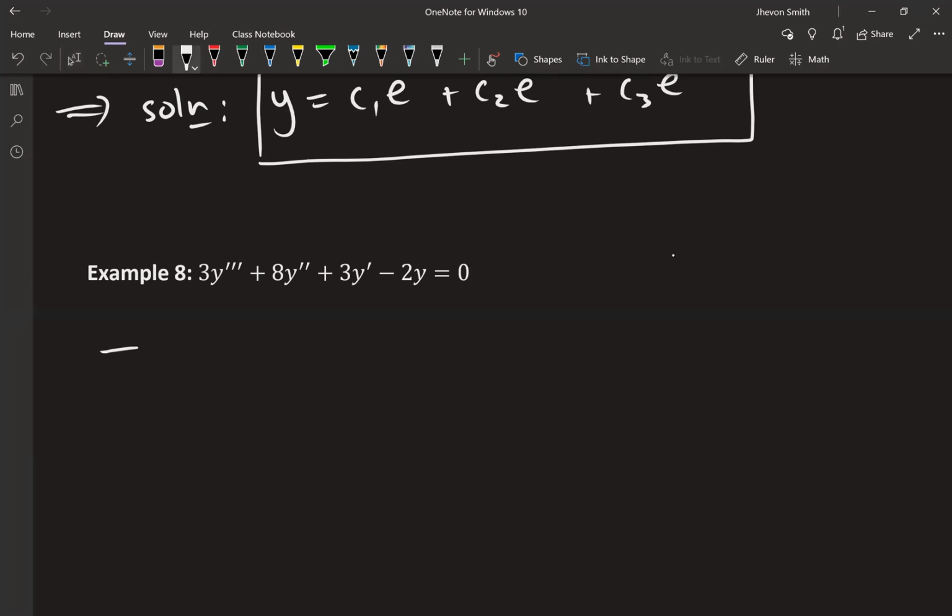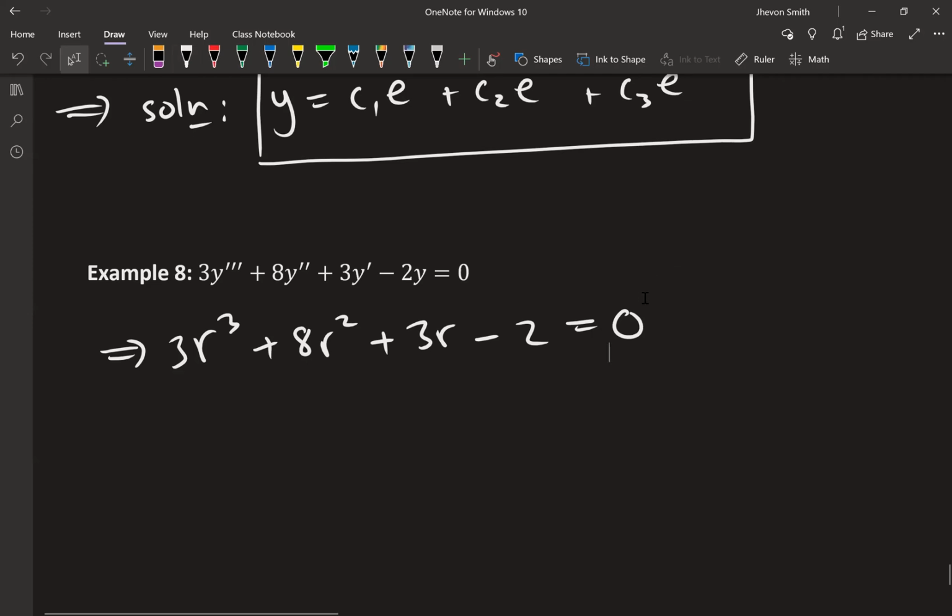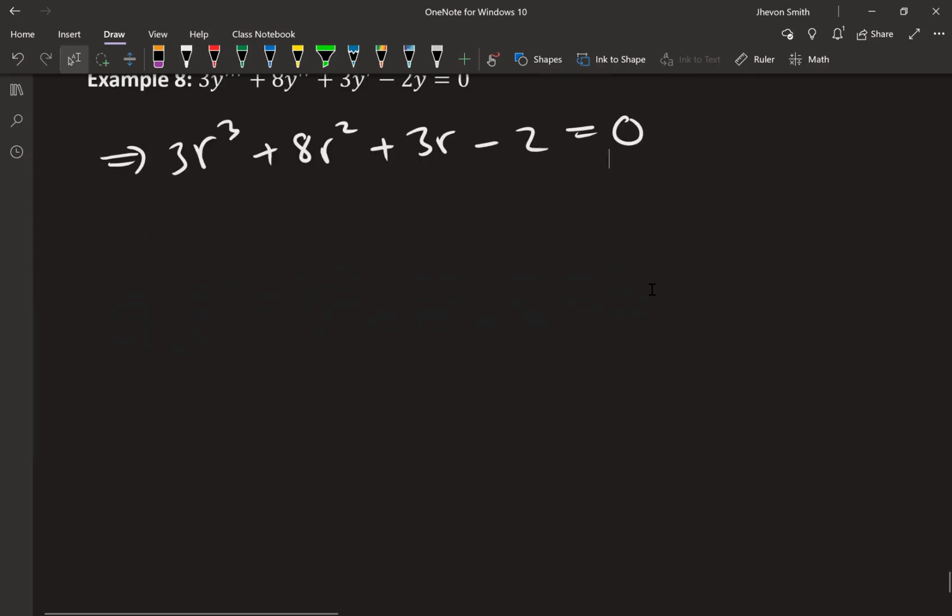All right, same thing. This leads to 3r cubed plus 8r squared plus 3r minus 2 equals 0. So now you want to try to find the roots of this. You want to be able to factor it, but it doesn't really lend itself very nicely to any previous technique. So now I'm going to look at the possible roots.